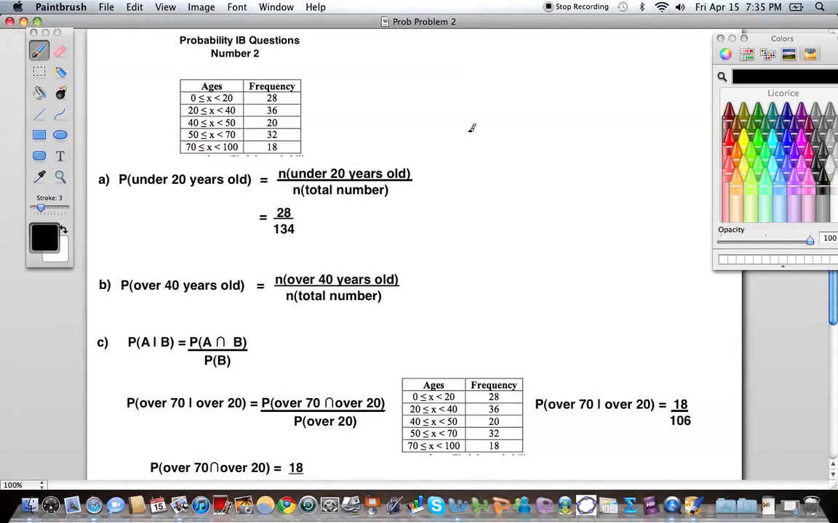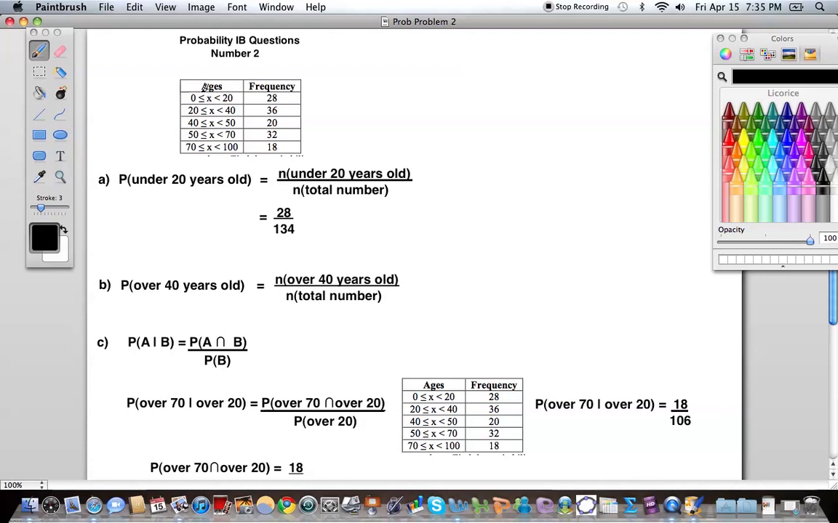Probability IB questions number 2. In this question, they give us a table that shows the ages of people on a flight from London to Bangkok. So we can see we have a range of ages and the frequency, so the number of people that were within that age range.